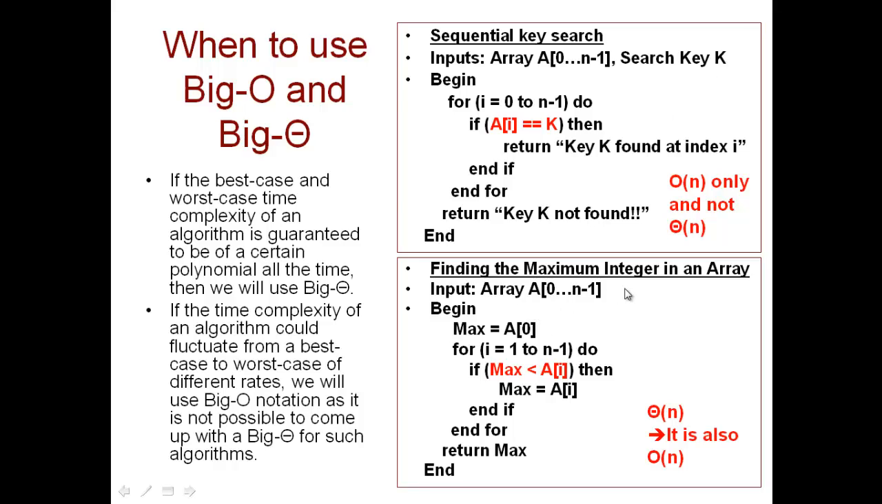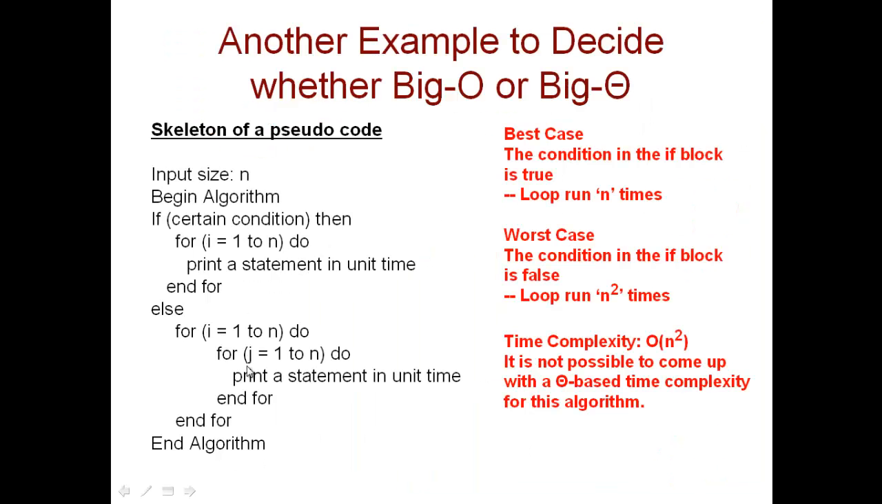As in the problem of the maximum integer in the array, once you are given an array of size n, you do n minus 1 comparisons. So the size of the array is what matters for this algorithm. Here the size of the array is n, but the search key is what decides how many times we do the basic operation. So it depends on the logic, the algorithm, as well as the input.